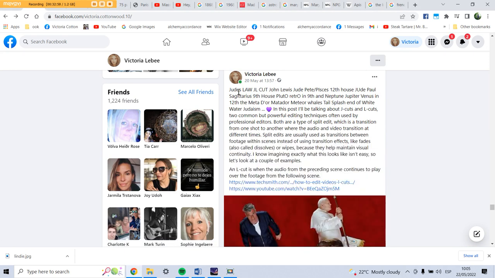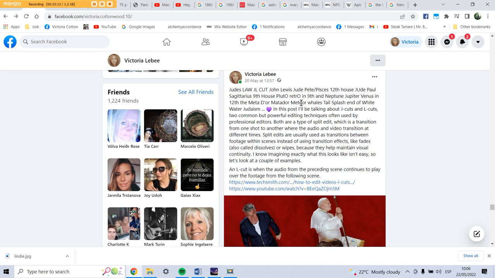Incredible. Jude Law is again the JL cut. It's like John Lewis. Jude Law, Pisces, 12th house. Jude Law, Sagittarius, 9th house. Pluto retro in 9th, and Neptune, Jupiter, Venus in 12th.